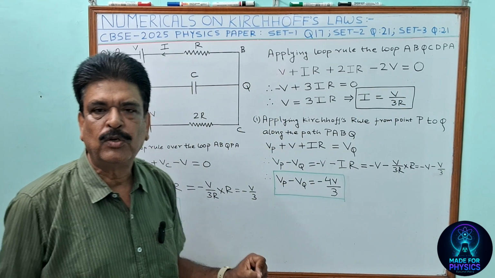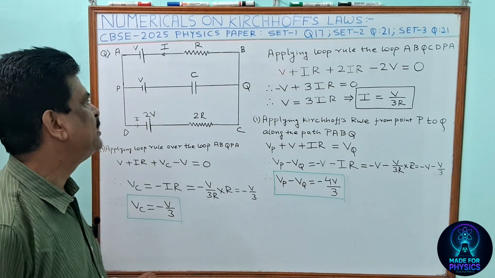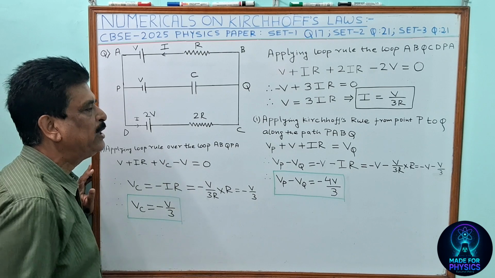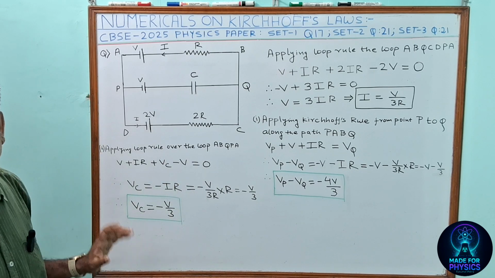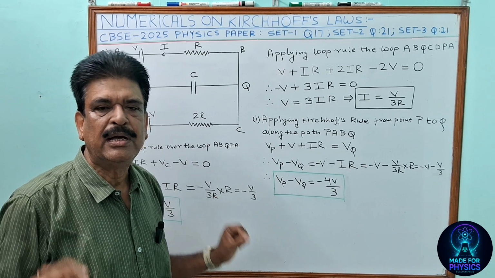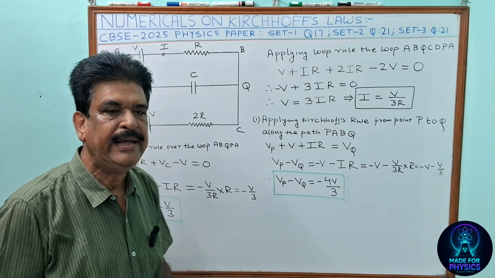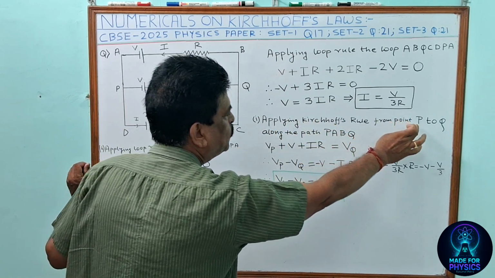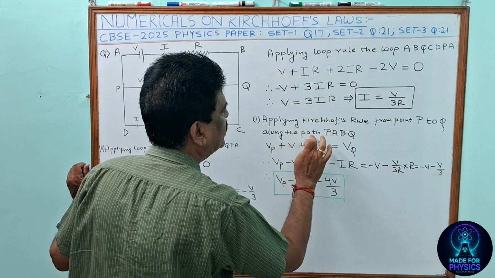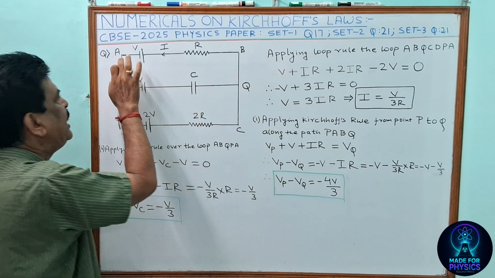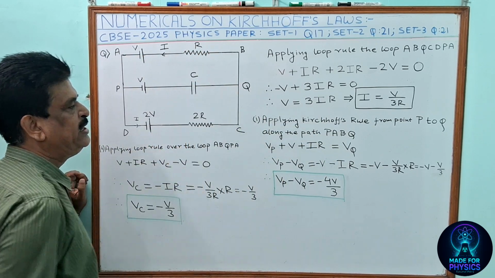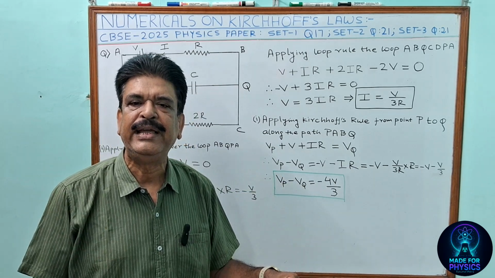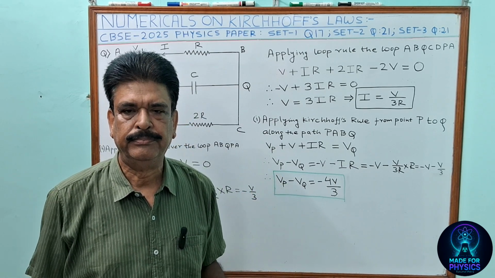First part of the question says find the potential difference between point P and Q. P and Q का बीच का potential difference निकालना है. और ये P and Q का बीच का potential difference निकालने के लिए हम लोग किरचॉफ्स रूल अप्लाई करेंगे from point P to Q along the path P A B Q. ये कैसे अप्लाई करते हैं इसके लिए हम लोग प्रीवियसली एक क्वेश्चन किए थे, उसको थोड़ा देख लीजिए.